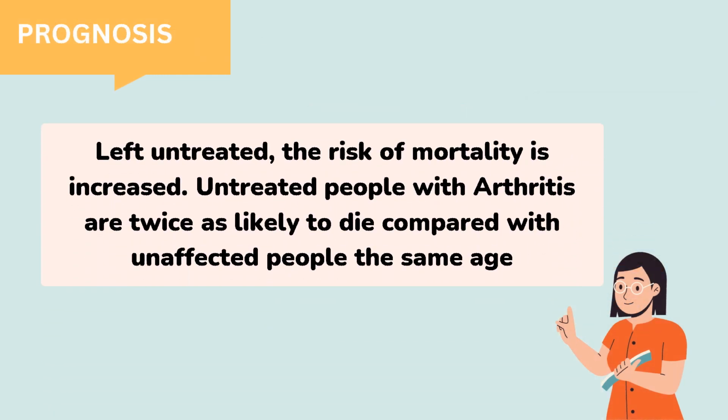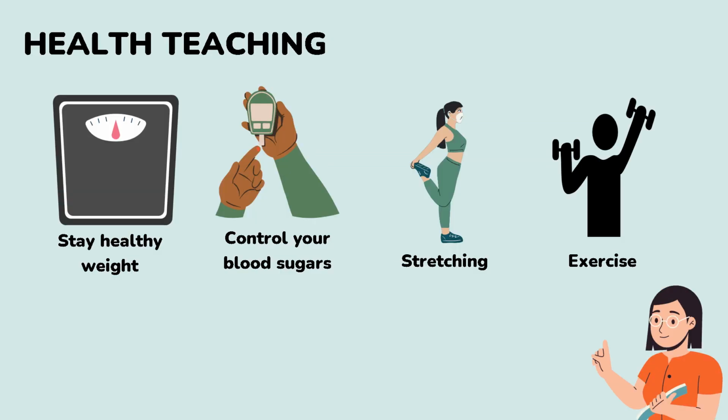The prognosis for arthritis is that when left untreated, the risk of mortality is increased. Untreated people with arthritis are twice as likely to die compared with unaffected people the same age. Last information for arthritis is health teaching. This teaching helps the client who has diagnosed arthritis, but there are some cases that arthritis can be reduced, especially in female women and also the older clients.